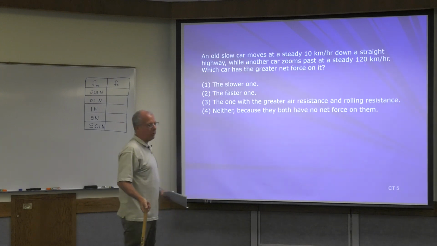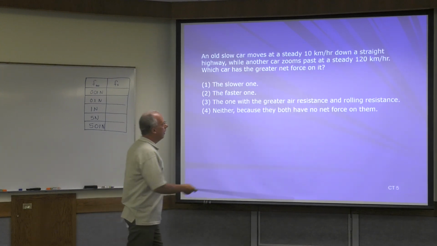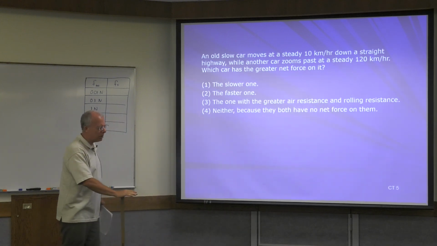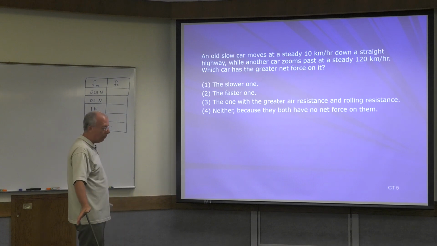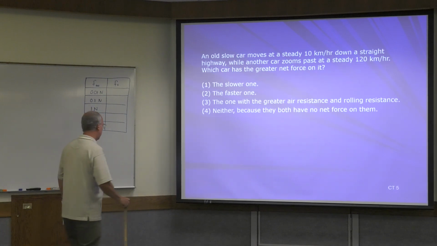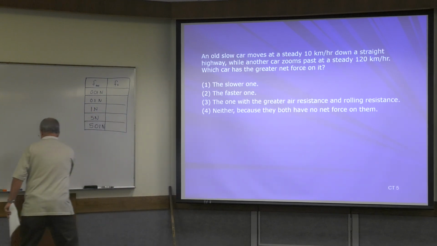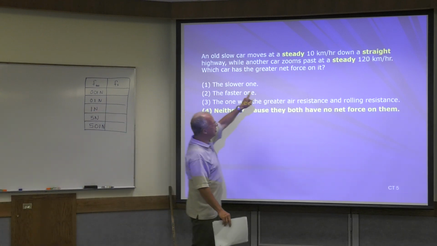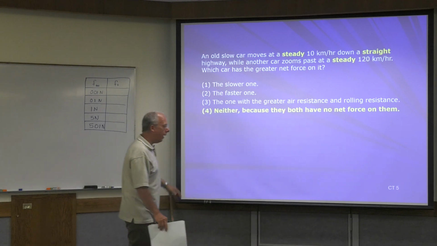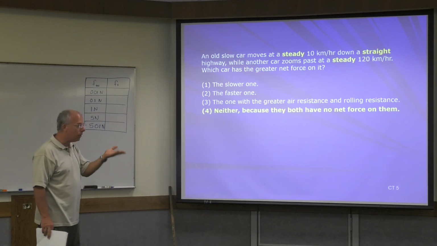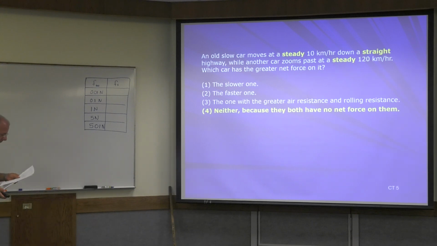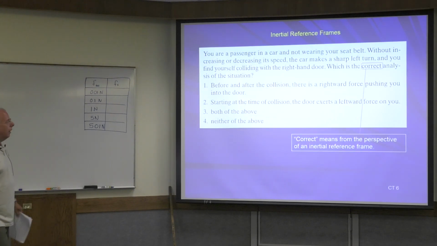And you're assuming it's going straight, and it doesn't say that, but you have to assume that. So the speed is steady, we're assuming the direction is steady, so that means the velocity is constant, that means the acceleration is 0. So that means the net force is 0. So the net force is 0 on both of them. Right? So as soon as you see steady and straight, you say, nothing is changing, right? Nothing is changing. So they have no net force on them.